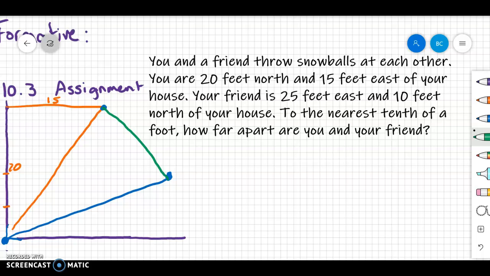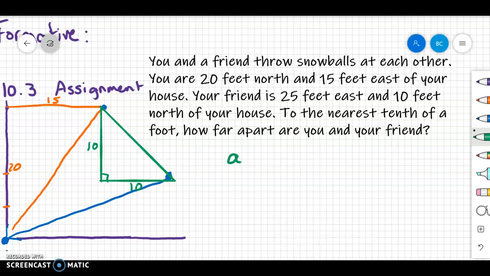And in order to find that, you have to have a right angle. So I'm going to actually draw another triangle in here that forms a right triangle. And I don't have it exactly on here, but we're going to use some of our measurements to figure out these exact lengths. So if I was 20 feet north and my friend was 10 feet north, then I know that this distance is going to be 10 because it's the difference between those two. If I was 15 feet east and my friend was 25 feet east, I know that this measurement is also 10. So once I have that right triangle, then I can find out that missing measurement.